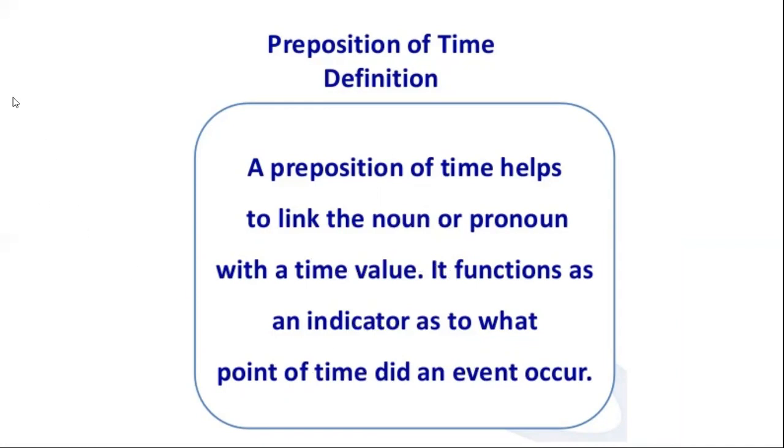If an event is occurring, it will tell the time, and it will be mentioned what time did the event occur. So a preposition of time helps to link the noun as well as pronoun with the time value. And also it functions as an indicator as to what point of time did an event occur. So here the point of time was mentioned. In what time did the event occur? So this is called preposition of time.